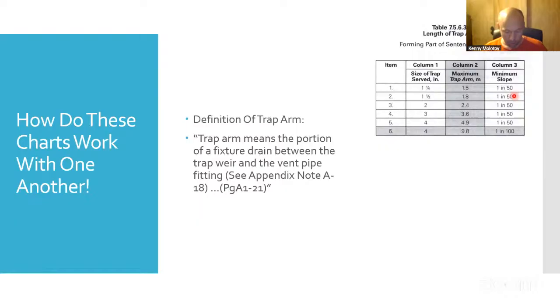Let me find my calculator. 1 in 50 is 4/16, or a quarter of an inch per foot. So at minimum, a 1.25 inch drain needs to be a quarter of an inch per foot. When you go to 4 inch, you have 1 in 100, and that's going to be 2/16 per foot, which is an eighth of an inch per foot. 1 in 50 is a quarter of an inch per foot. 1 in 100 is going to be an eighth of an inch per foot.